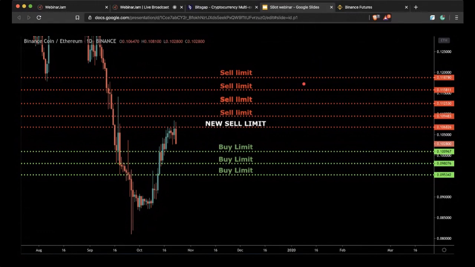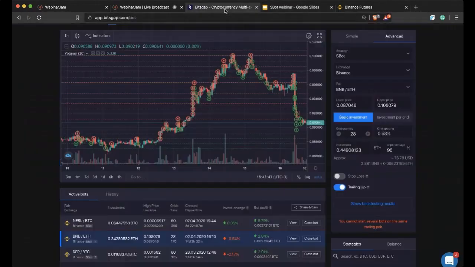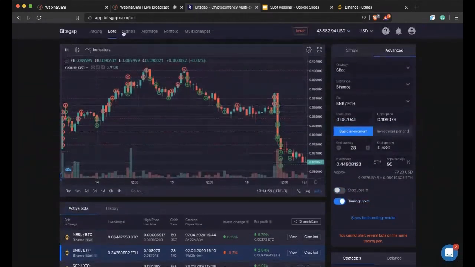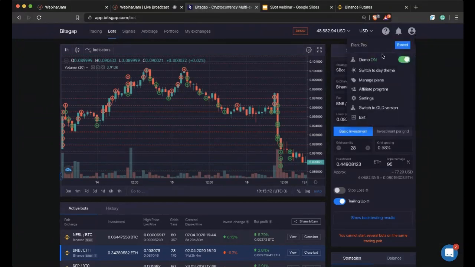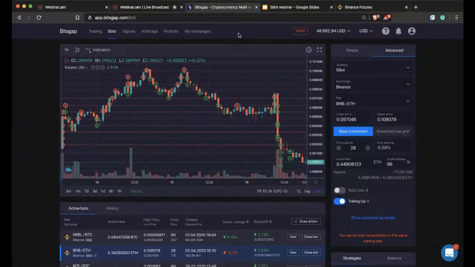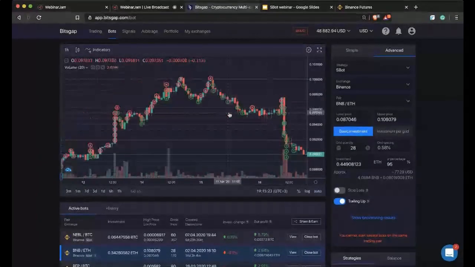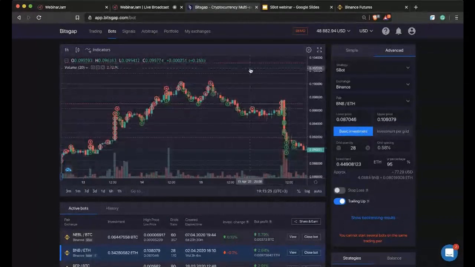So let's now open the Bitsgap platform, and I will show you exactly how it works. First of all, you have to open your Bitsgap, or if you haven't yet registered, just register, and then you can simply switch to the demo mode where you can test. That's one of the greatest features that we have, that you have virtual money that you can test before actually jumping into real market trading.